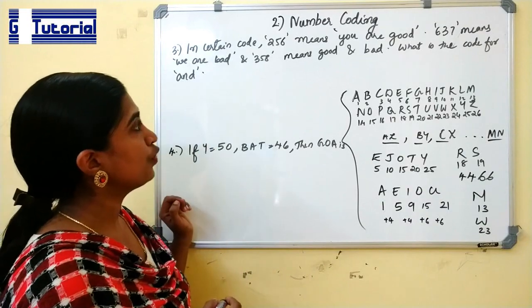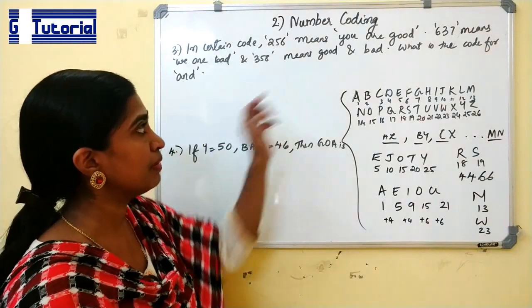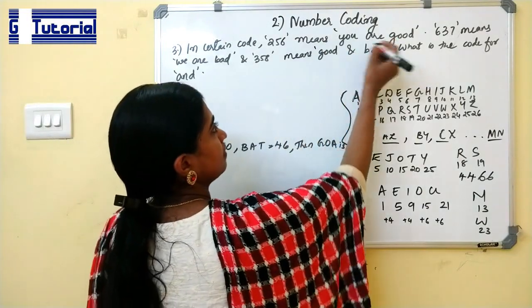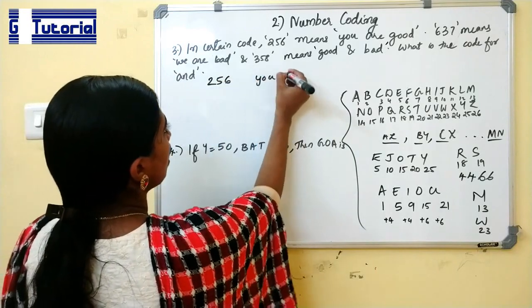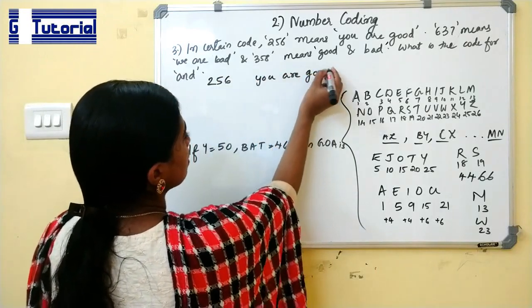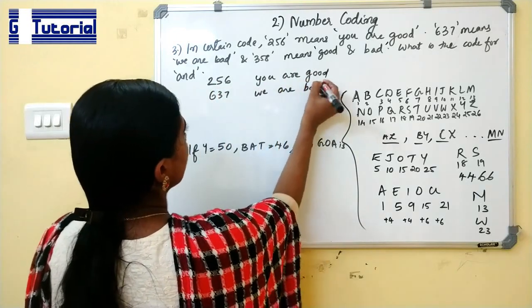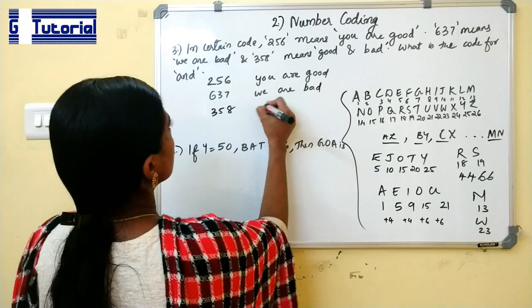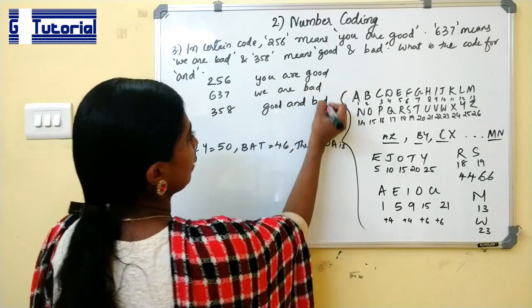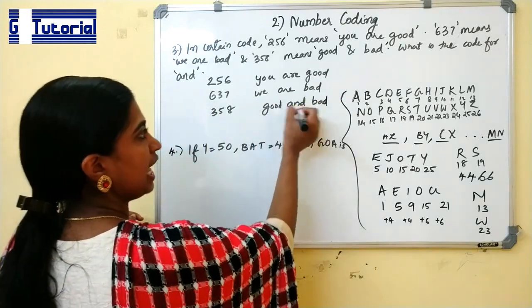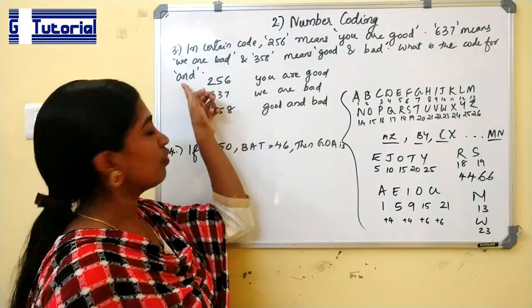In a certain code, 256 means you are good, 637 means we are bad, 358 means good and bad. So let us write this. 256 means you are good. 637 means we are bad, and 358 means good and bad. We are asked to find the code for AND. By comparing, we can get the code for AND.